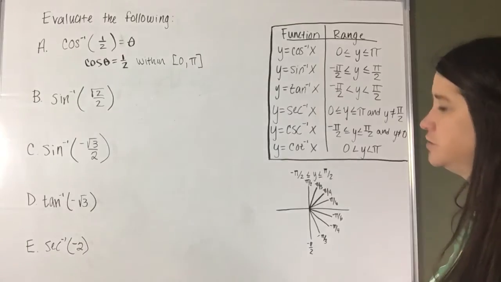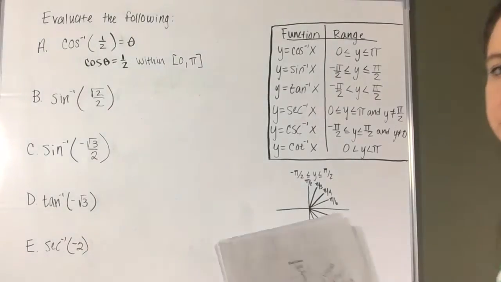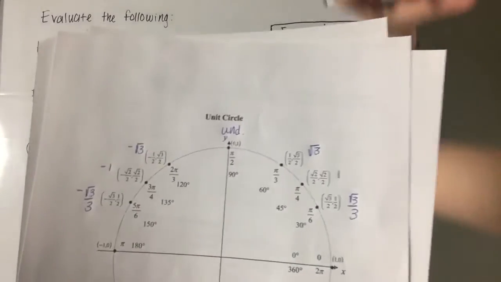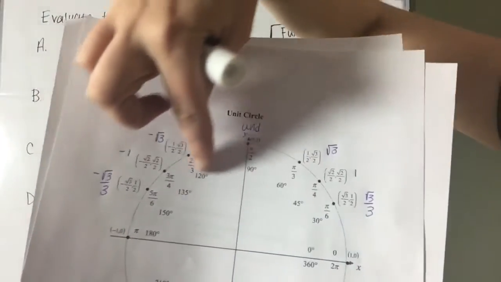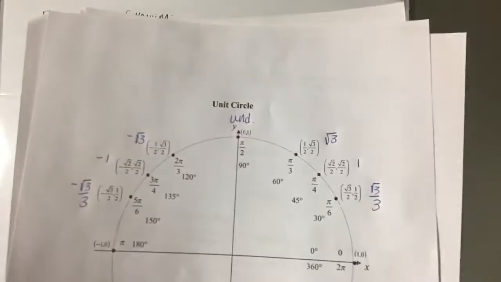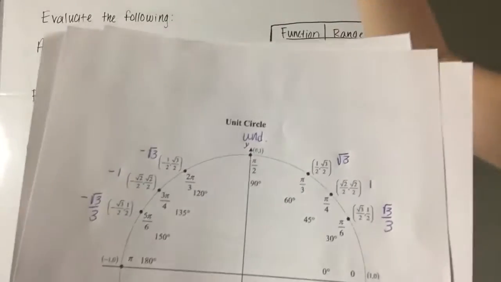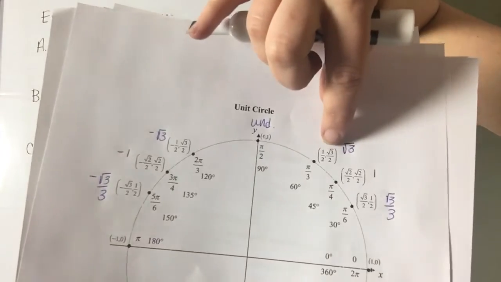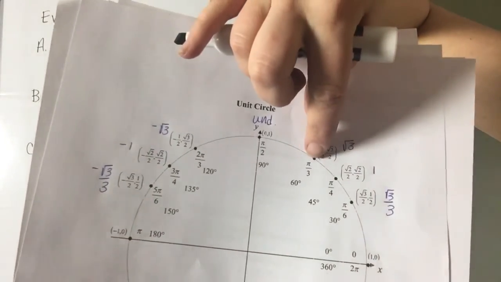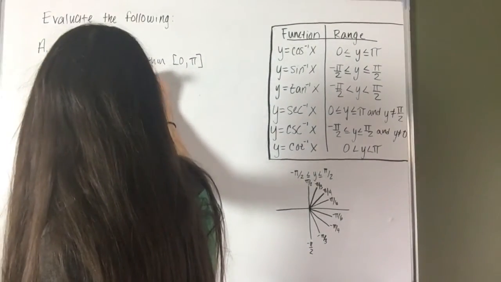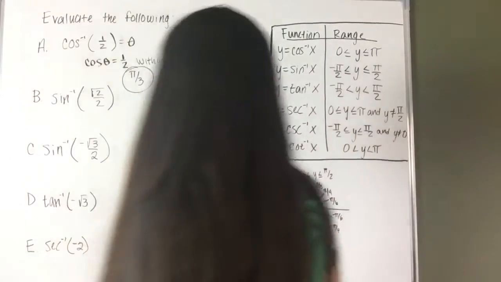So now you look on your unit circle. Between 0 and pi, that's the whole top of the unit circle. Where is cosine 1/2? Remember, that means you look for where the x coordinate is 1/2. You see that happening right here? So the value is pi over 3. Okay, so the answer to this is pi over 3.